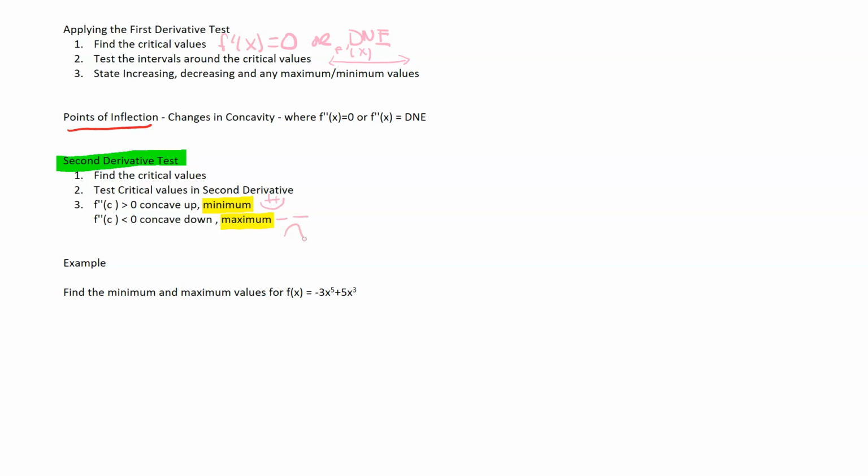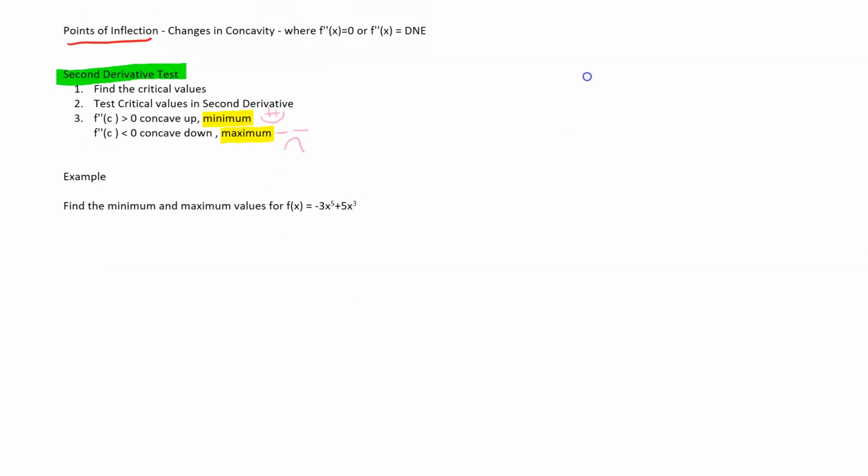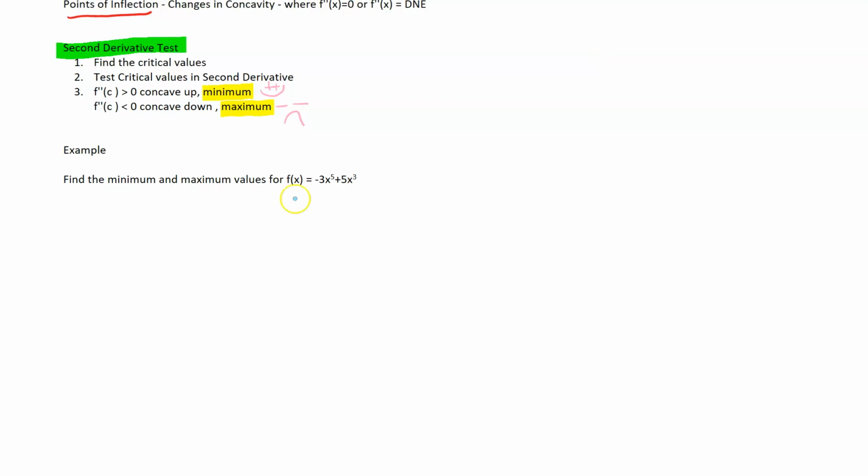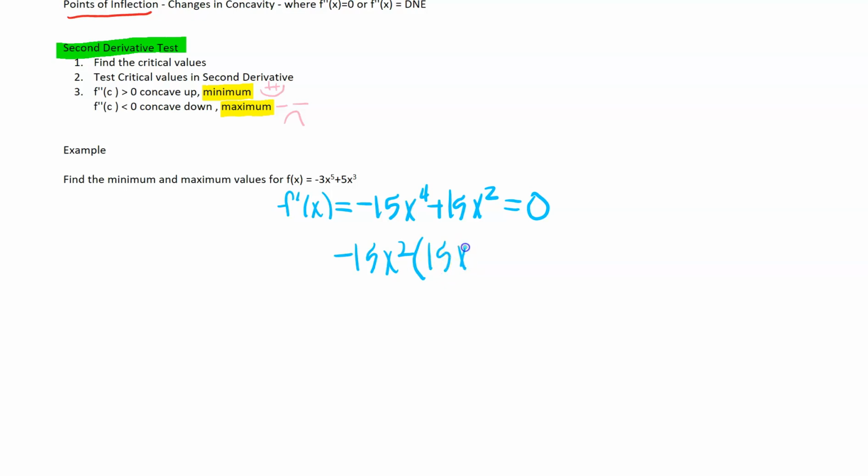So the first thing you're going to do is find your critical values, and that involves your first derivative. And so I'm going to find f prime of x is equal to, I'm going to take the derivative, negative 15x to the fourth plus 15x squared, and I'm going to set it equal to 0 and solve. So you've got to be a master of solving here. I am going to factor out a GCF of negative 15x squared. That leaves me with an x squared minus 1 equal to 0.